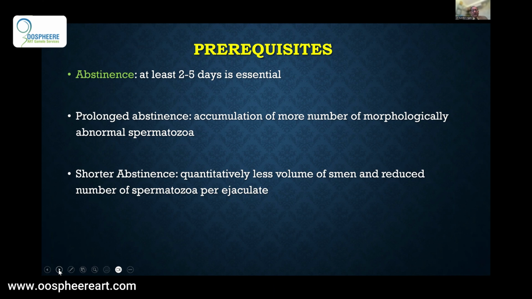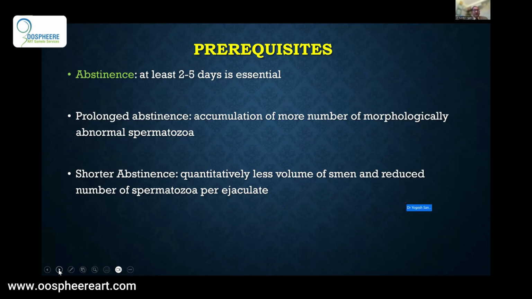Now, what happens with prolonged abstinence? If it is 10 days, 2 weeks, even a couple comes with an abstinence of 1 month, there is accumulation of a larger number of morphologically abnormal spermatozoa. So prolonged abstinence is not good in terms of sperm morphology. When you have a shorter abstinence, then quantitatively there is less semen volume and a reduced number of spermatozoa per ejaculate.